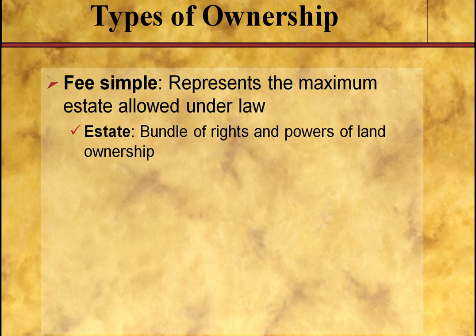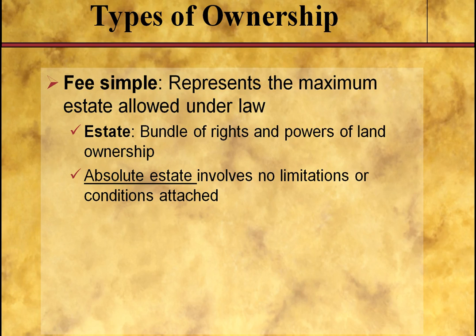Different types of ownership that we want to look at. Fee simple. This represents the maximum estate, the maximum rights that a person owns under the law. And you have a fee simple estate. It's that bundle of rights and powers of land ownership. In my real estate class, I used to bring a bunch of pencils wrapped with rubber bands, and I take one off and say, this is the right to lease it. This is the right to take the trees off. This is the right to use the water. This is the right to dig the oil. And all these different rights is this bundle of rights that you have when you own a piece of property.